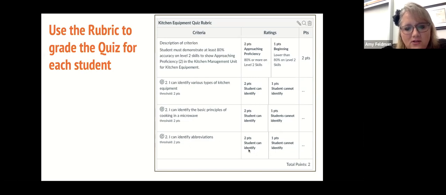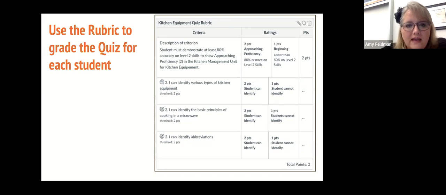They have to be able to identify at least 80% of that. That means they have to get 5 out of 6 correct. So you might think this grading is a little harsh or a little bit more time consuming, but the student looks at it and says, I can identify various types of kitchen equipment. Can they do it or can't they? They need help. I can identify basic principles of cooking in the microwave. They can or they can't, okay?